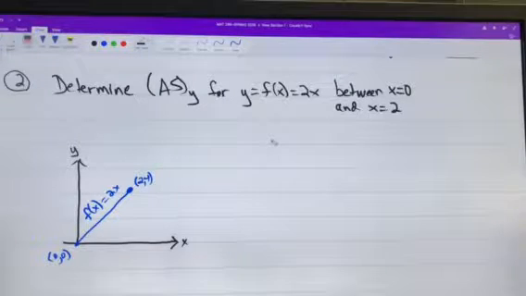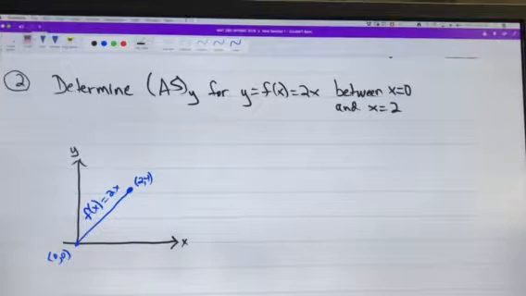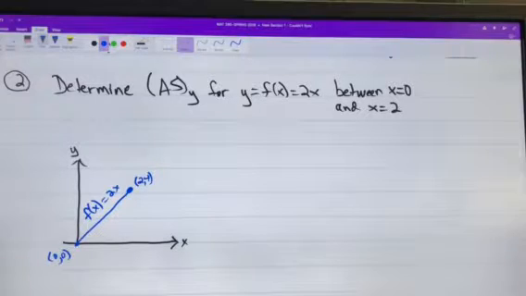Okay, now for the area of surface generated about the y-axis given y is equal to 2x between x equals 0 and x equals 2. Okay, now we're going to look at this from the perspective of integrating with respect to x. So just a little projection here, with respect to the y-axis.